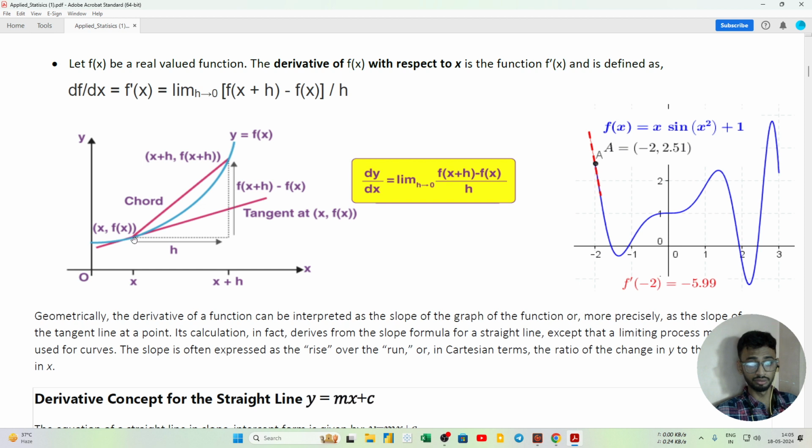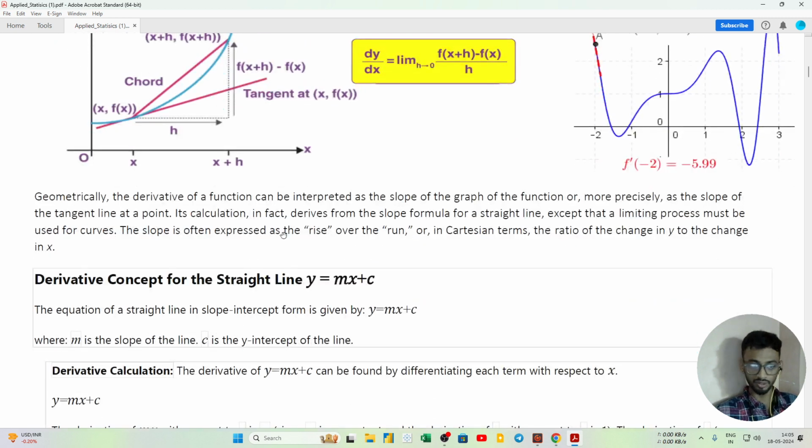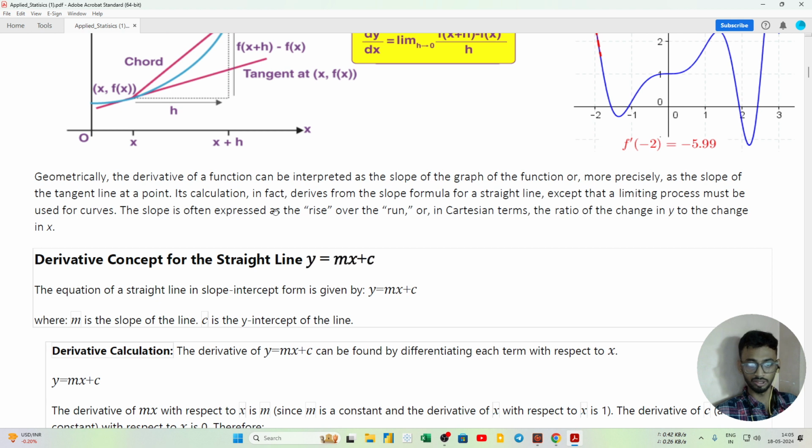And if I want to derive the differentiation of f(x) at x equal to x, then this line is the tangent, and the slope of the tangent is nothing but the derivative of the function f(x) at x equal to x. Okay, so I have mentioned it. The slope is often experienced as the rise over the run, the Cartesian term.